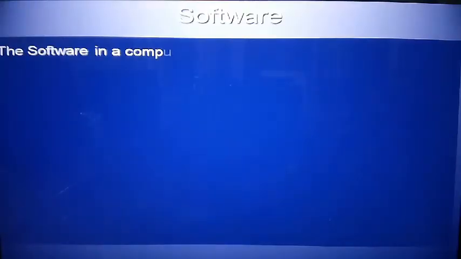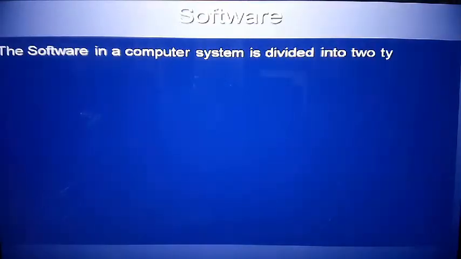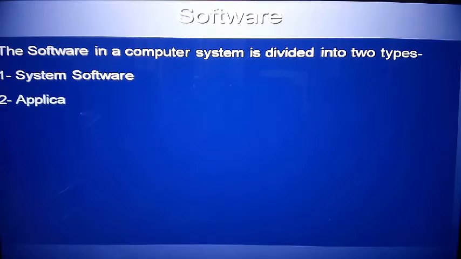So first of all, what is software? A computer system's software is divided into two types: system software and application software. Another way to define software: software is a set of instructions. A second definition: software is what we cannot touch.